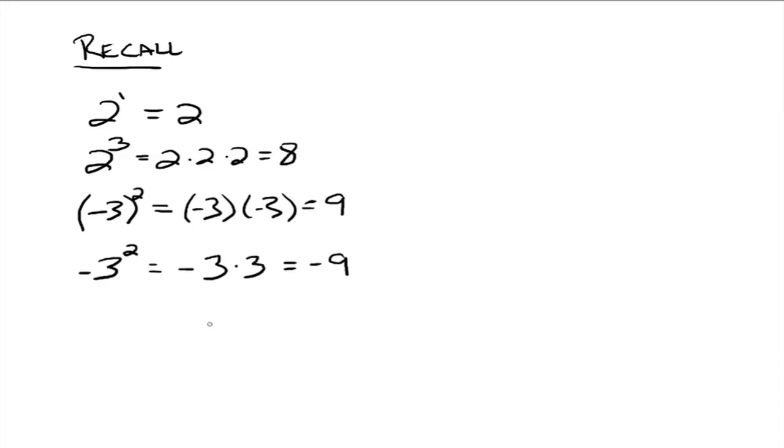So there's a big difference if you have parentheses or if you don't have parentheses, and this really only matters when your exponent is even. So 2, 4, 6, if your exponent is like that, then it matters what the base is in terms of having parentheses around it or not. So just be careful of that notation.